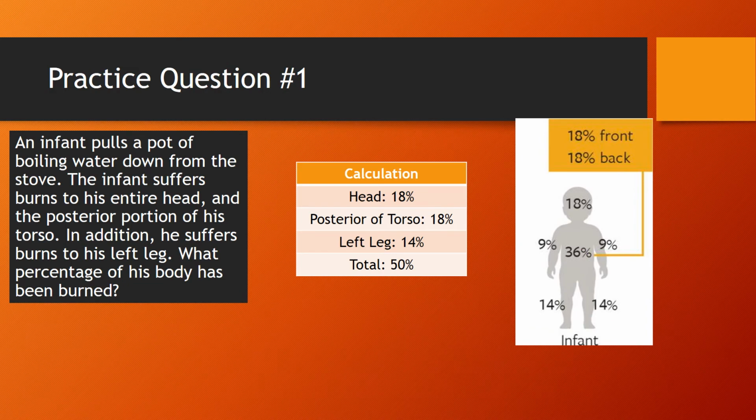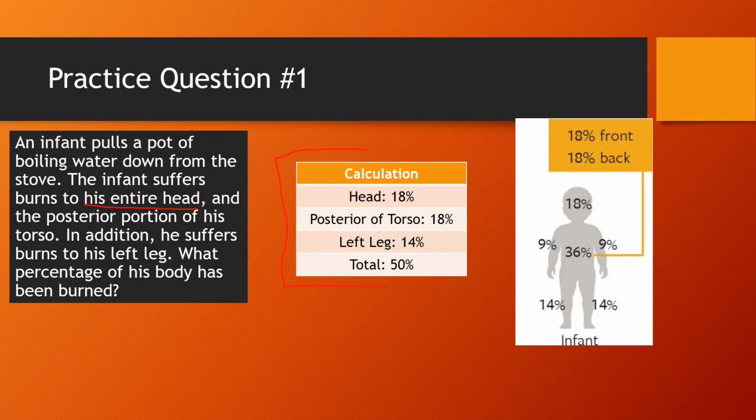So let's run through the practice question. An infant pulls a pot of boiling water down from the stove. The infant suffers burns to his entire head, we'll underline that, and the posterior portion of his torso. In addition, he suffers burns to his left leg. What percentage of his body has burns? The answer has already popped up here if you take a look, but let's run through it and see if we can figure it out.